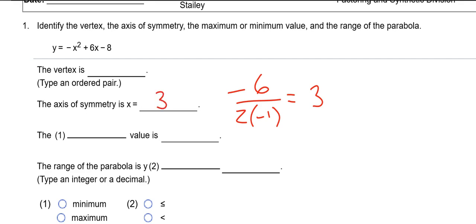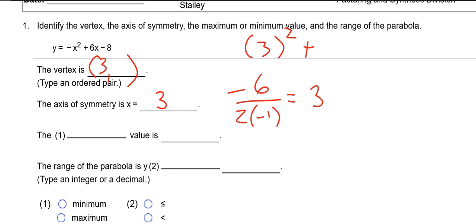Okay, now. So I got my 3. What am I going to do with it? Why do we have people that are saying things like, I don't know how to find the vertex? What do we do with this? Plug it in. Okay, now you tell me what I'm doing wrong.